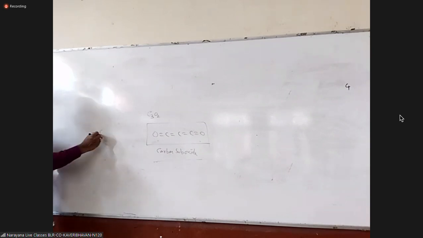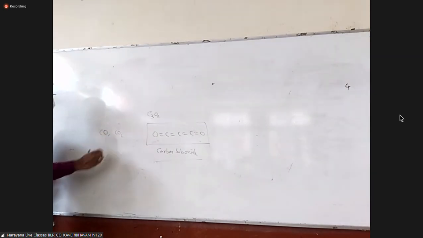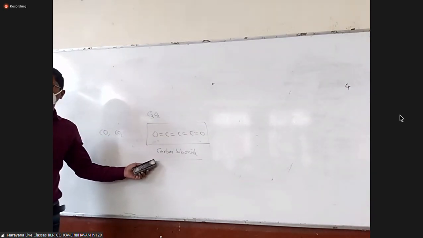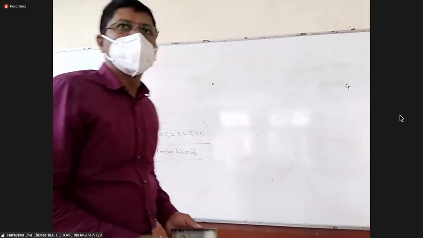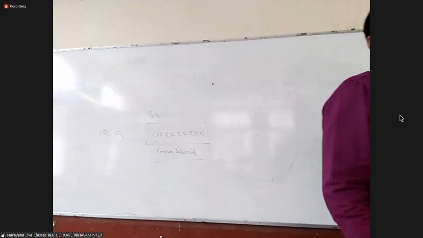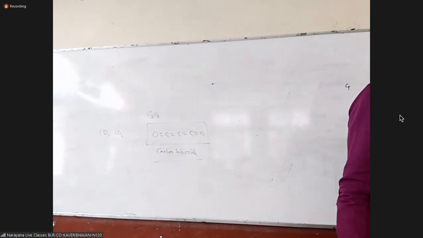CO is the first one, carbon monoxide, and CO2 is the second one. This is carbon suboxide. Oxidation state is plus 2 on average if you take 4/2.